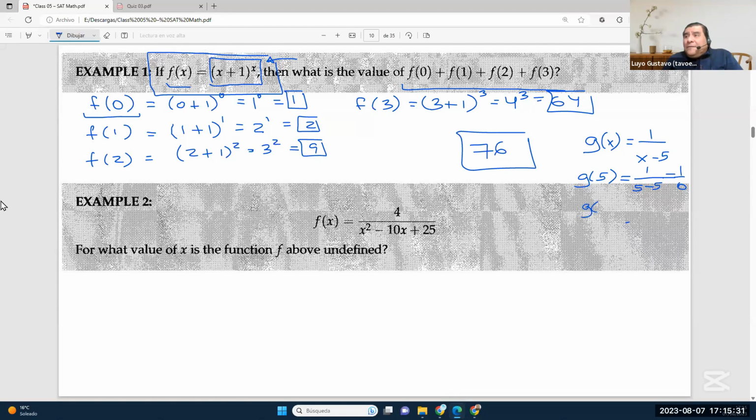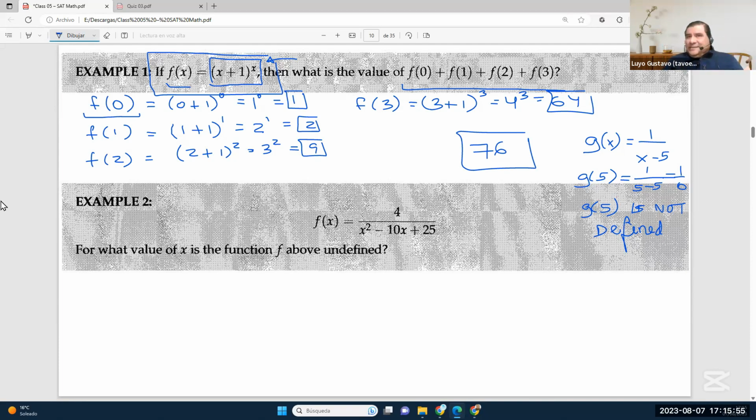g of 5 is simply not defined because the definition of the division by 0 is still open. Nobody has defined what is the result of dividing a number by 0. So because of that, we say that function g is not defined for the value of x equal to 5.